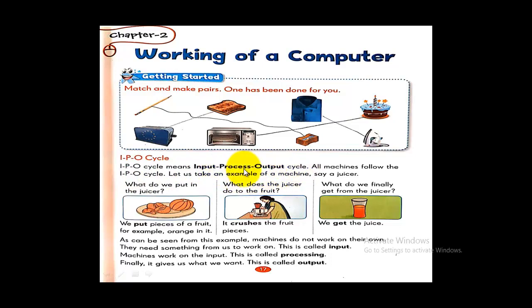Now what does this input process output cycle have? All machines follow the IPO cycle. Let us take an example of a machine, say a juicer. How does this work? Using this IPO, let's see, taking an example of a juicer.